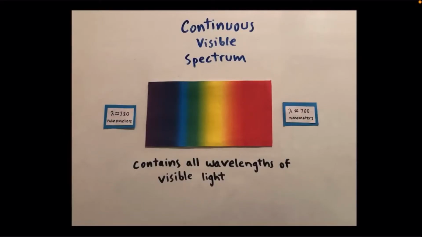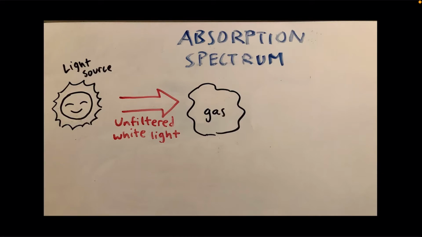So how do we see how this affects visible light? Well, we look at both the emission and absorption spectra and compare them to the continuous spectrum. That's the complete rainbow of colors formed by unfiltered white light passing through a slit and then a color-separating prism. Now let's look at an absorption spectrum.